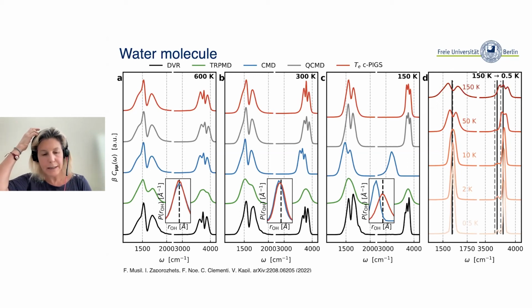This cannot be done with any other method, because the number of replicas in the ring polymer goes to infinity as the temperature goes to zero. So it becomes impossible also with this path integral formulation.